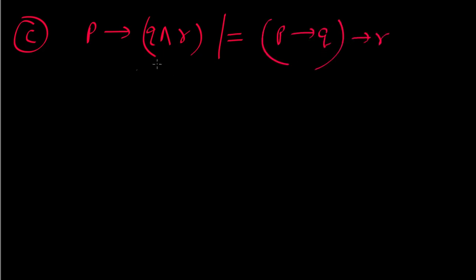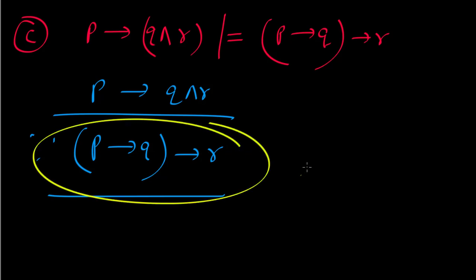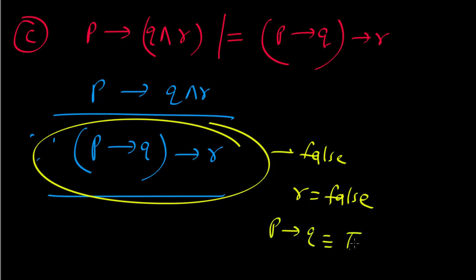So let's check this. Again, you can think like this. This is your premise, P implies Q and R, and this is the conclusion, P implies Q implies R. Let's check whether this is a valid argument or not. First you will try to make it false. To make the conclusion false, R must be false and P implies Q must be true.